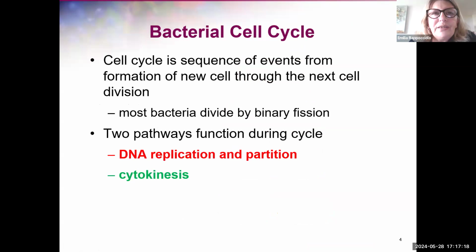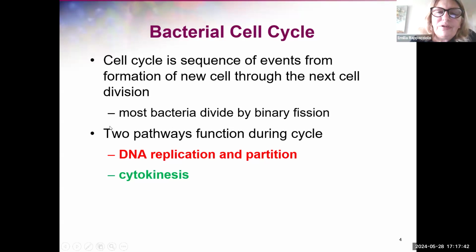So with bacteria, we can also define a cell cycle. Cell cycle is normally what we call the sequence of events. So what happens from one cell division to the next. So you have divided, you have a new cell. What happens to this cell until this cell divides again?